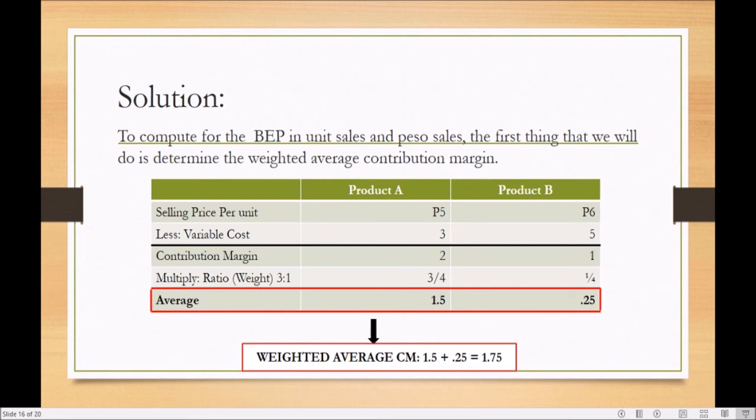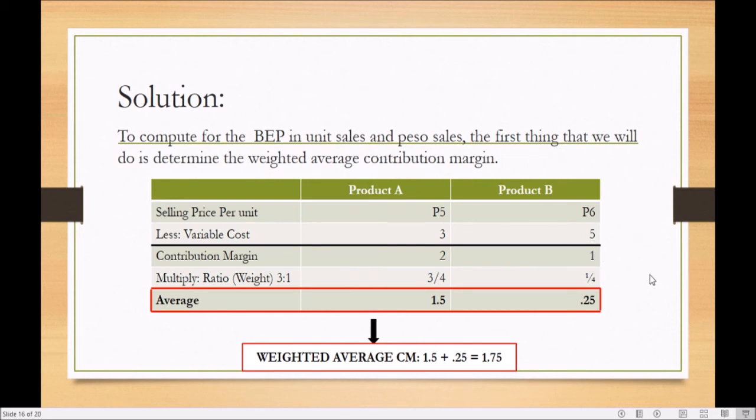To compute for the break-even point in unit sales and peso sales, the first thing that we will do is determine the weighted average contribution margin. Okay. Una po natin gagawin is the weighted average contribution margin. If the selling price and the variable cost of product A and B is provided, we can now compute the contribution margin of each product. For product A, we have 2 pesos because that is 5 minus 3. While on product B, 6 minus 5, we have 1.